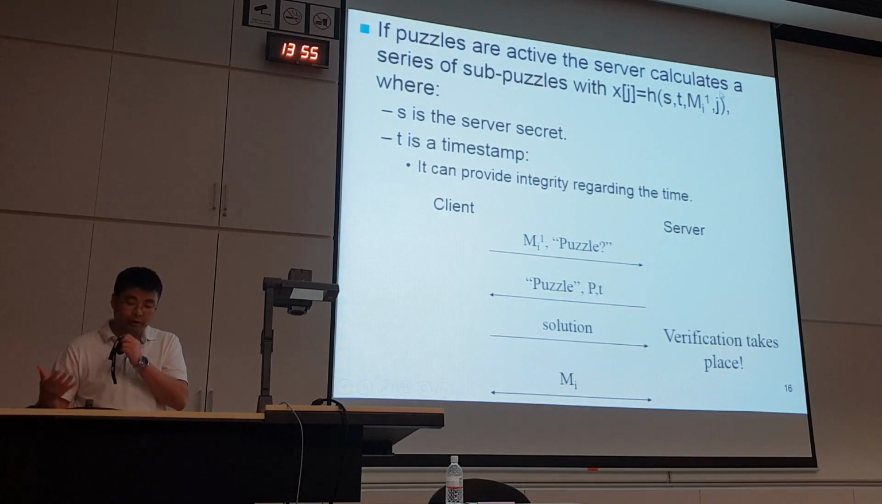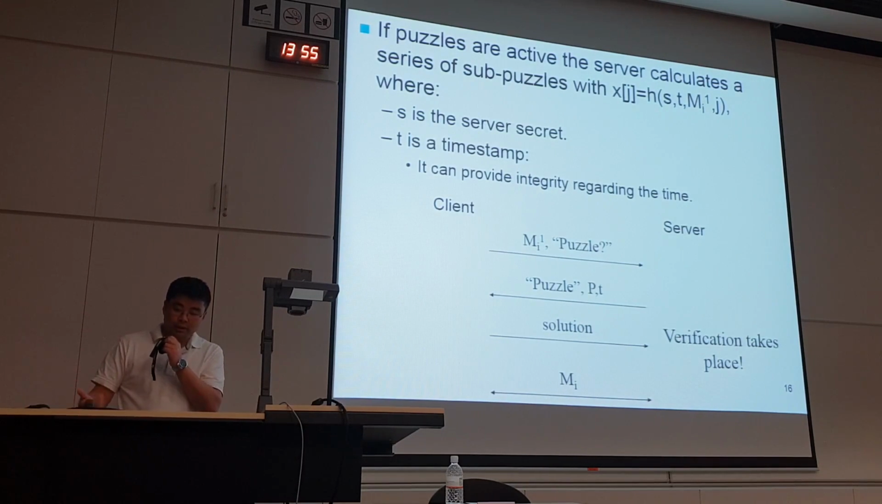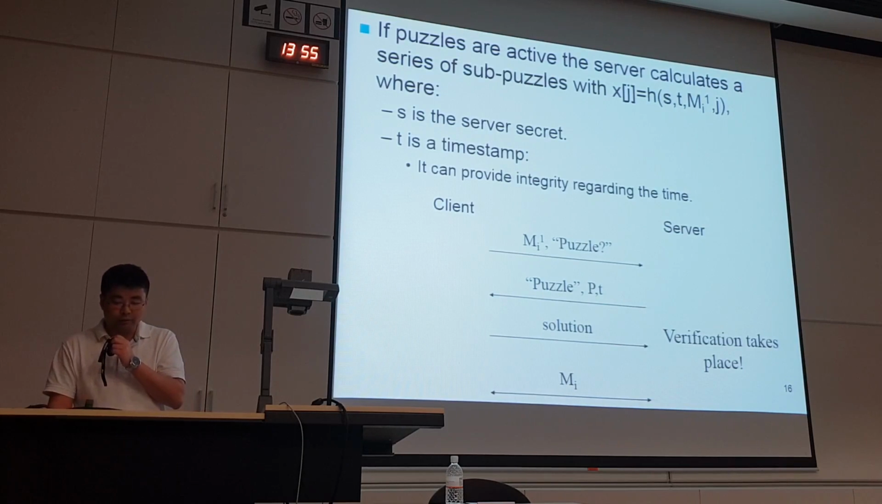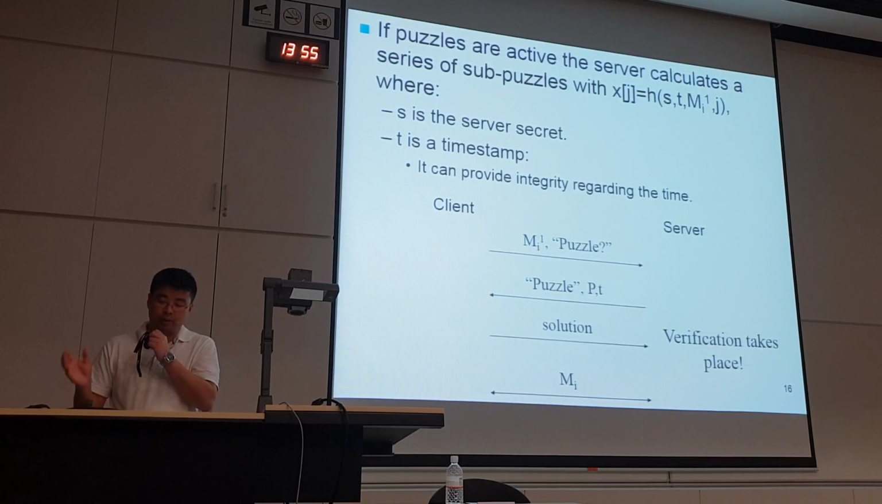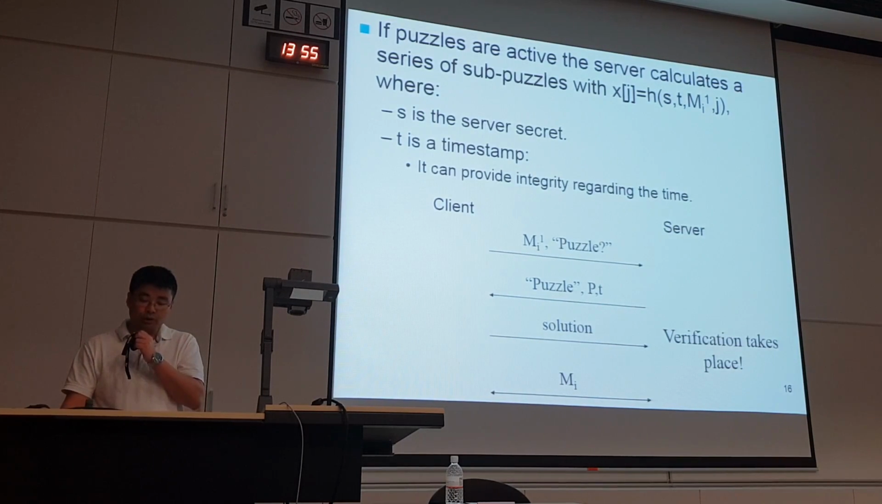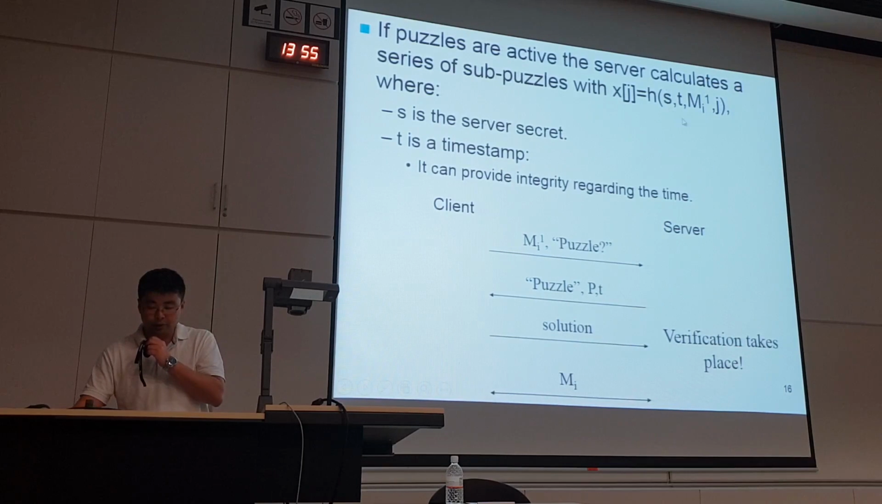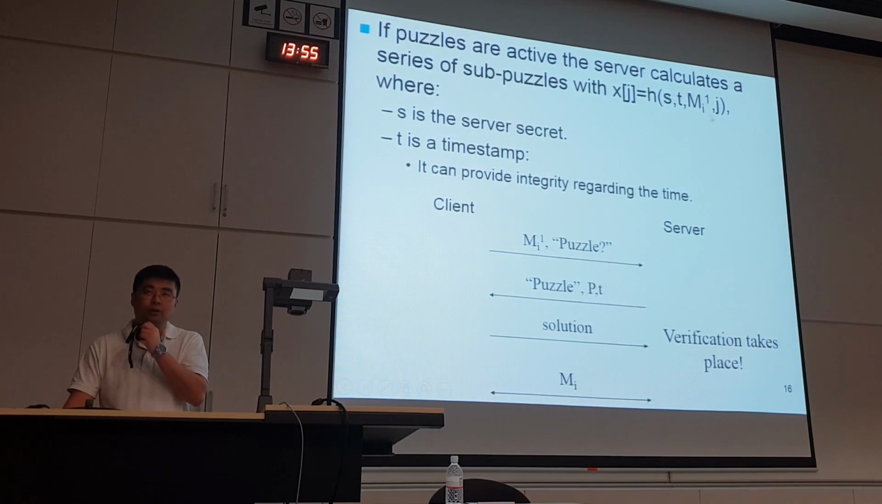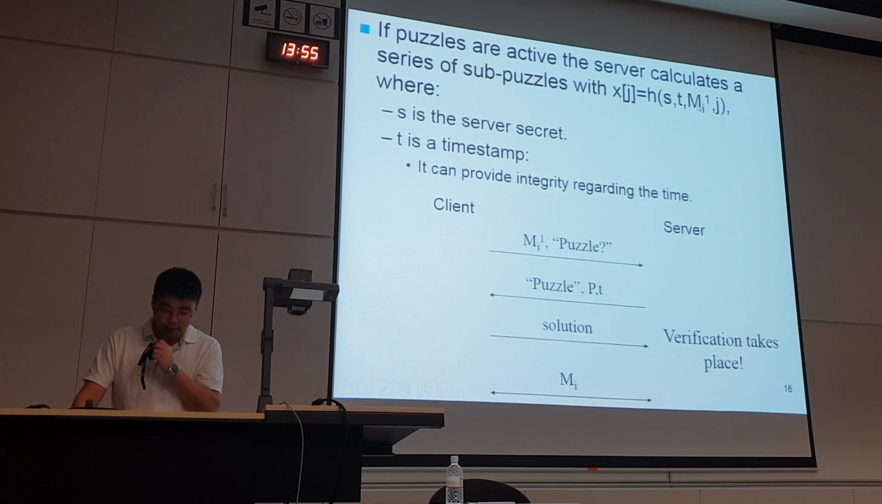So if you only have one subpuzzle, then you don't need to include this J. But if you have a set of small subpuzzles, then you need to tell which subpuzzle is generated based on the index J. So this will form the input for the server to create the client puzzle.